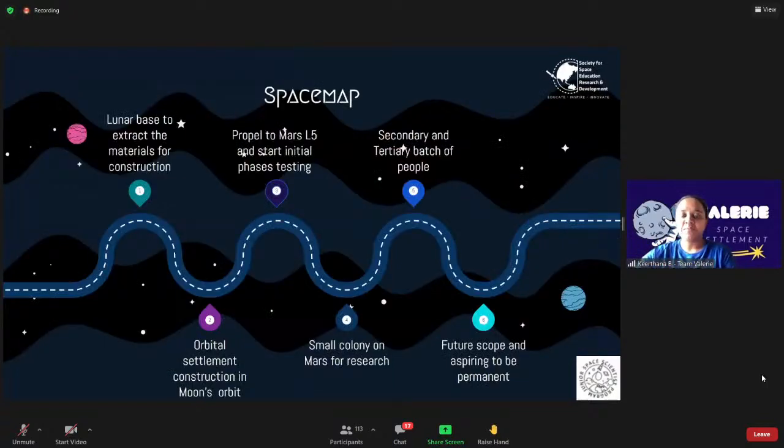So in a nutshell, in the first stage, a lunar base will be established to extract materials for the construction. In the second stage, the construction of the orbital settlement will be completed in the moon's orbit. In the third stage, the settlement will be propelled to Mars's L5 and the initial phases of testing will begin. In the fourth stage, small colonies on Mars for research purposes will be established. After that, secondary and tertiary batches of people will arrive. And finally, once the settlement is fully functional, our focus will be on becoming self-sustainable.